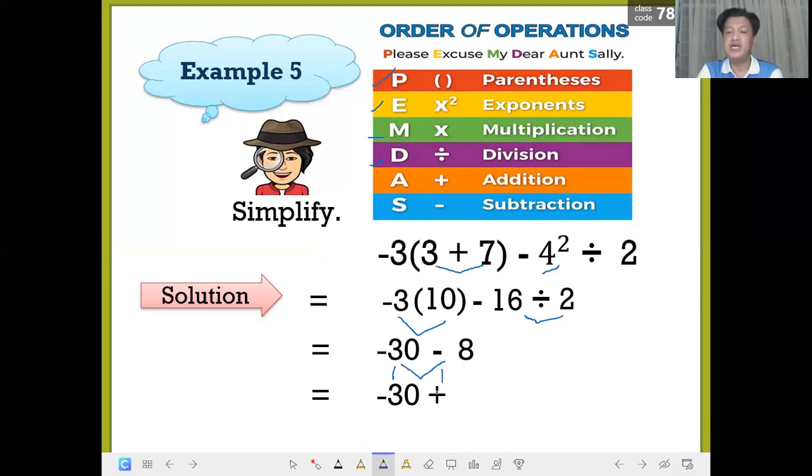Kumbaga, keep, change, change. If this is subtrahend positive, i-change natin yung sign niya. If this is positive, becomes negative. Tsaka natin i-apply yung addition of integer rule. Okay, since they are both negative, di ba ang rule natin dyan? Add the numerical value and copy the common sign. Kaya nga 30 plus 8, that is 40. Since they are both negative, copy the negative sign. Kaya nga ang answer natin or final answer is negative 40.